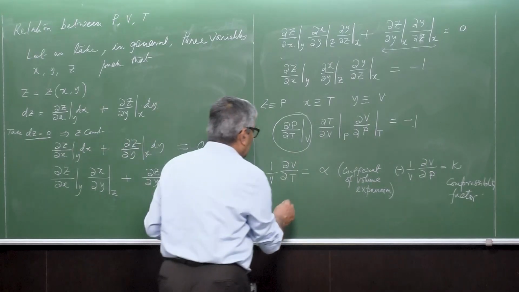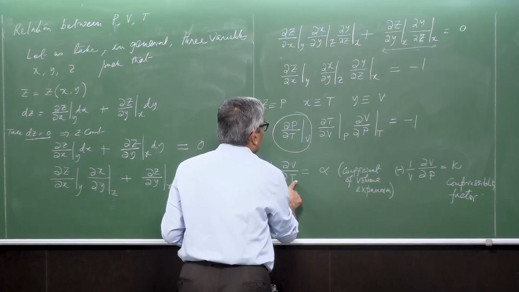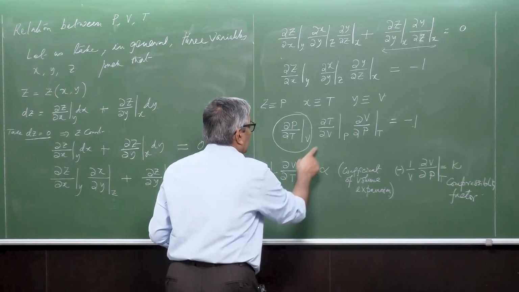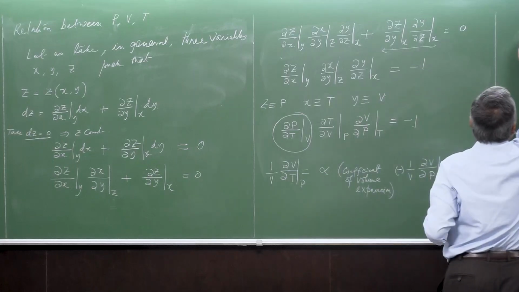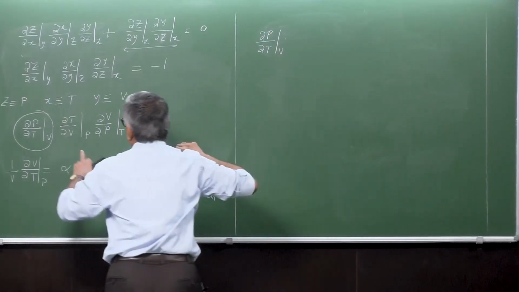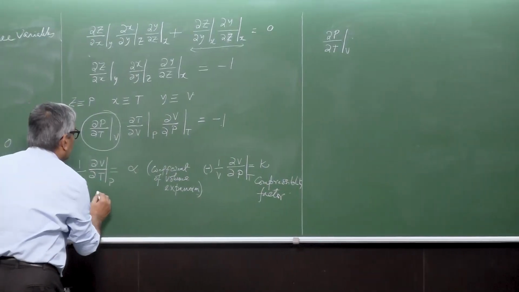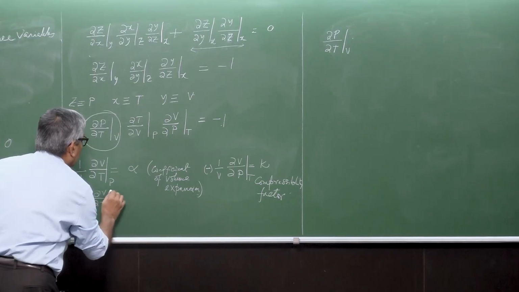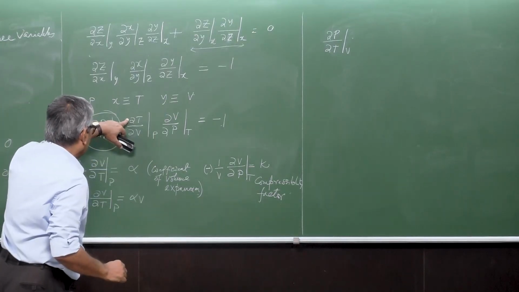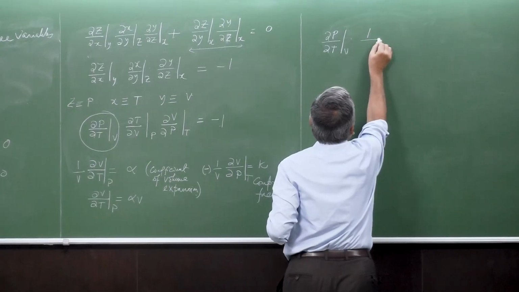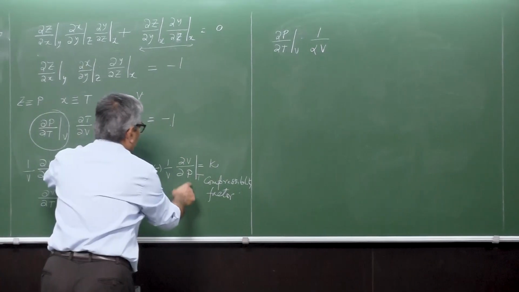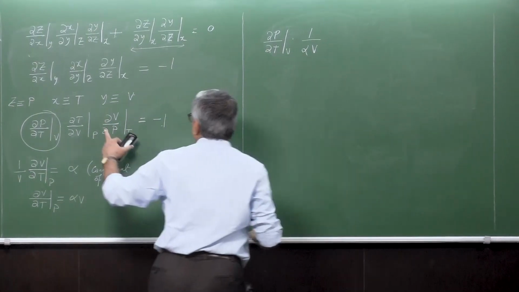Now if I put this in, del V del T at constant pressure is equal to alpha times V, so del T del V is 1 by alpha times V. And del V del P is minus kappa times V, so the minus sign cancels out.